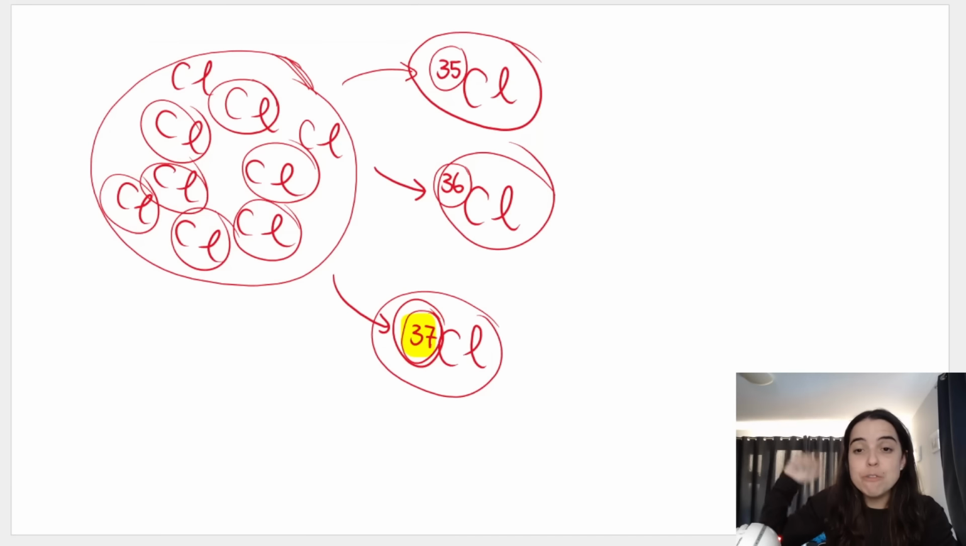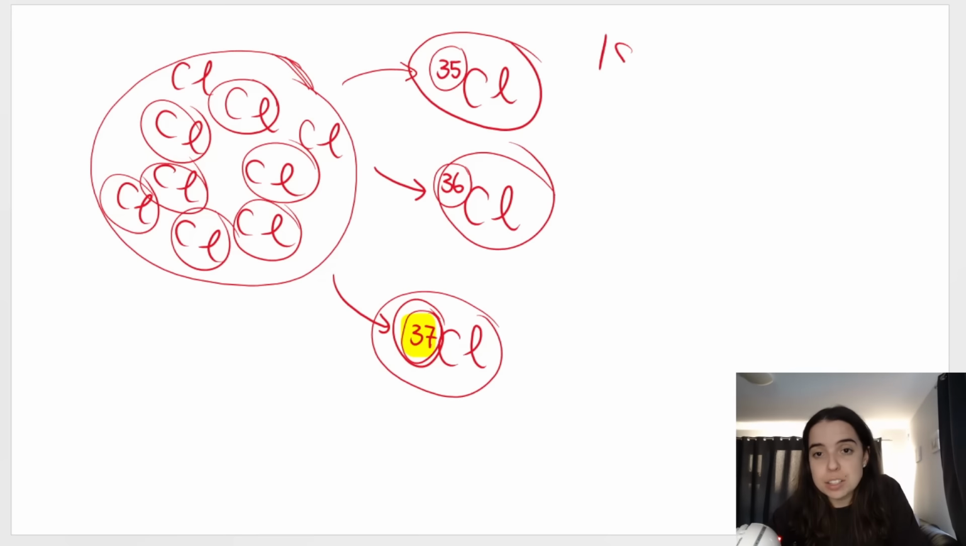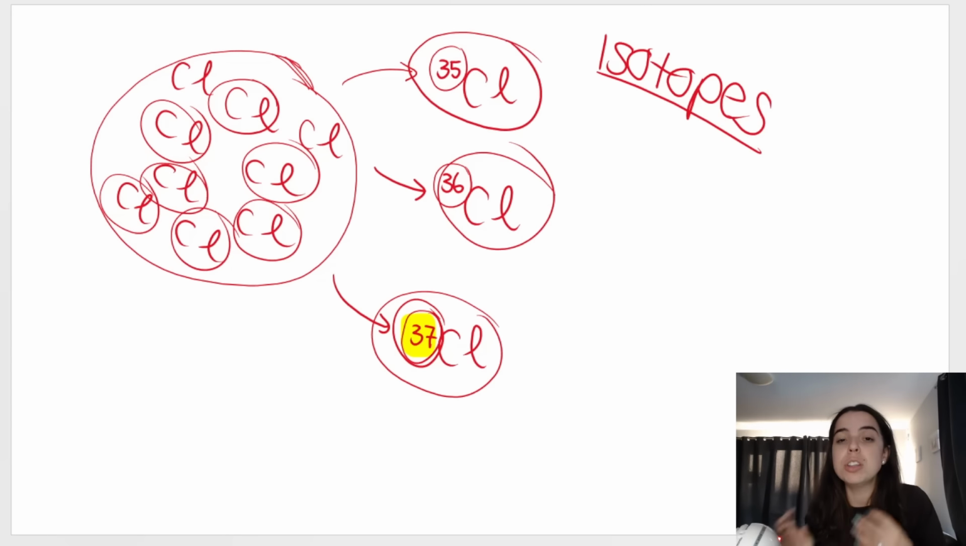And these different versions of the elements have a name. They're called isotopes of chlorine. Isotopes, okay? So isotopes are different versions, so they're different atoms of the same element. They have the same atomic number, but they have a different mass number. Okay, so their big number is the thing that's different.